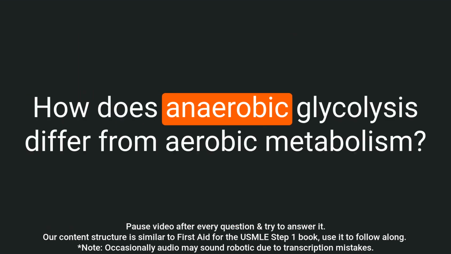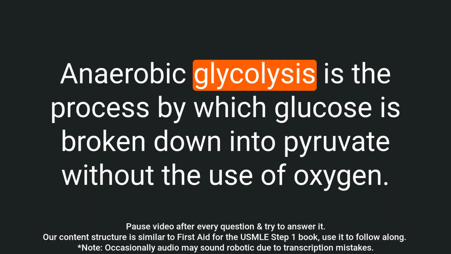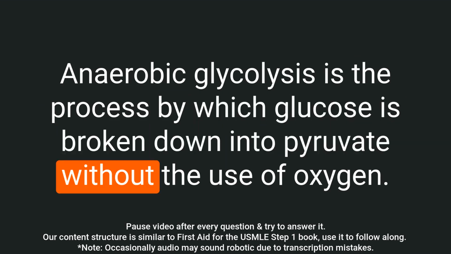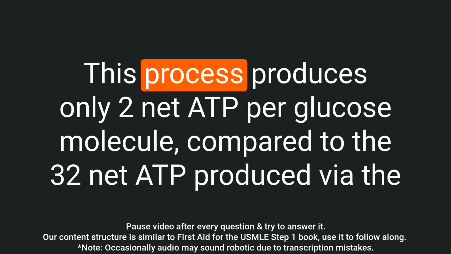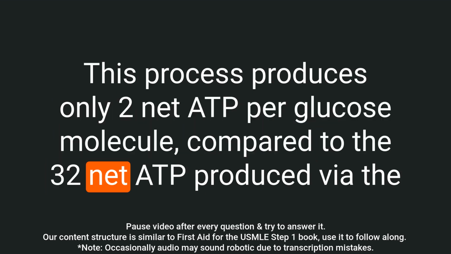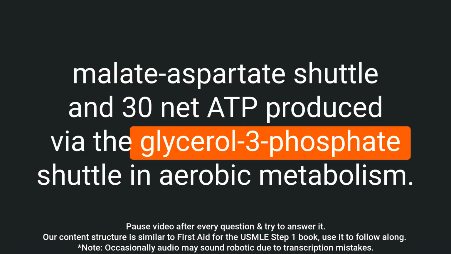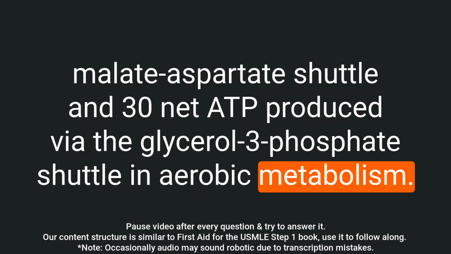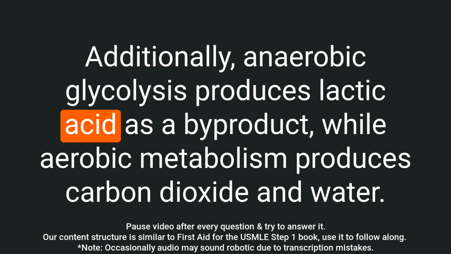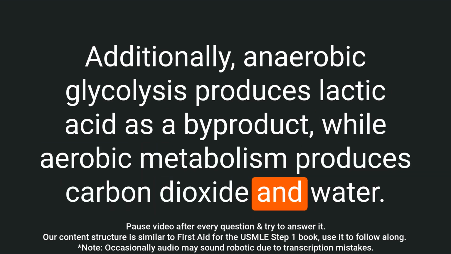Question: how does anaerobic glycolysis differ from aerobic metabolism? Answer: anaerobic glycolysis is the process by which glucose is broken down into pyruvate without the use of oxygen. This process produces only 2 net ATP per glucose molecule compared to the 32 net ATP produced via the malate-aspartate shuttle and 30 net ATP produced via the glycerol 3-phosphate shuttle in aerobic metabolism. Additionally, anaerobic glycolysis produces lactic acid as a byproduct, while aerobic metabolism produces carbon dioxide and water.